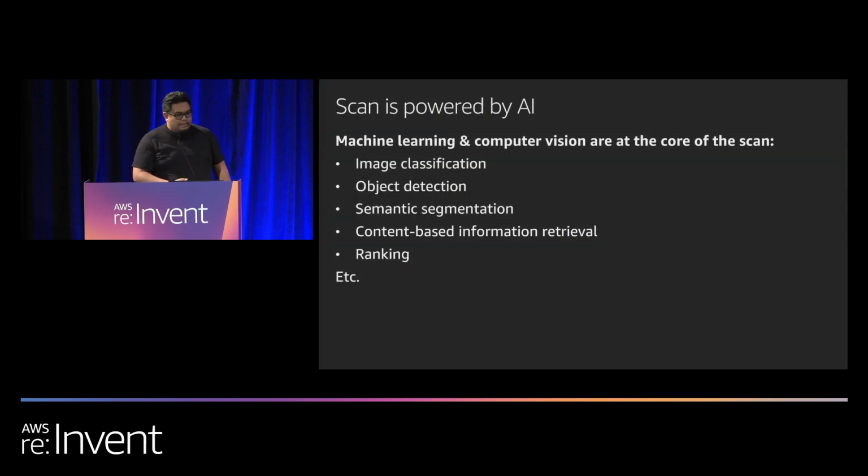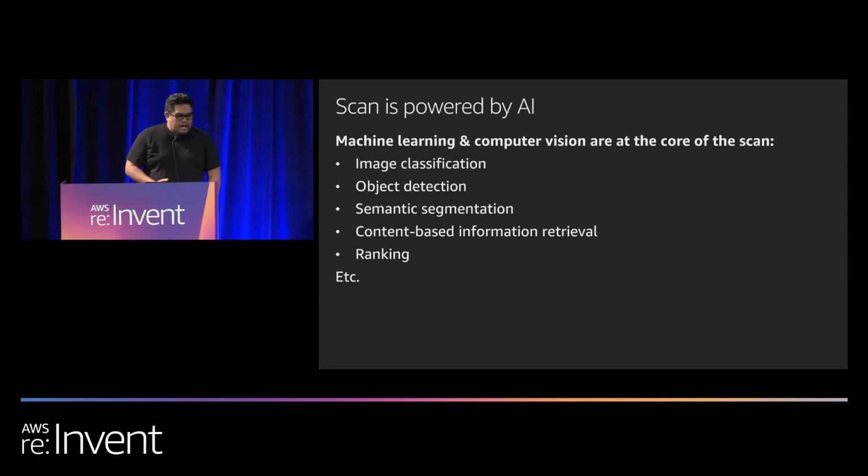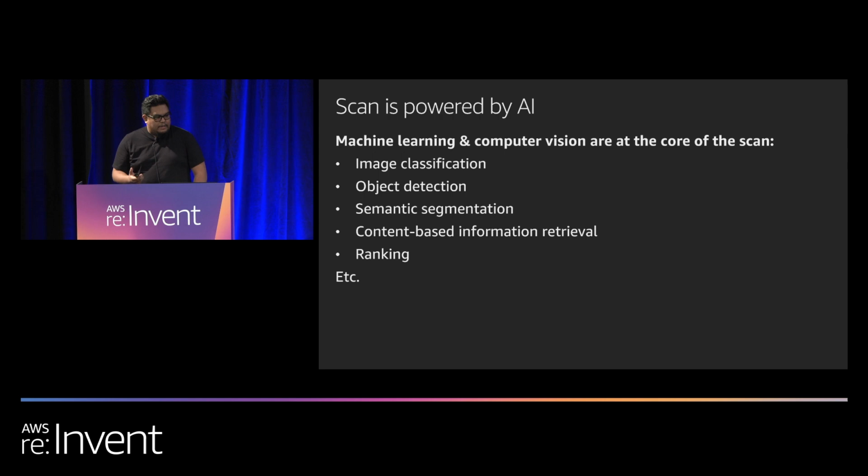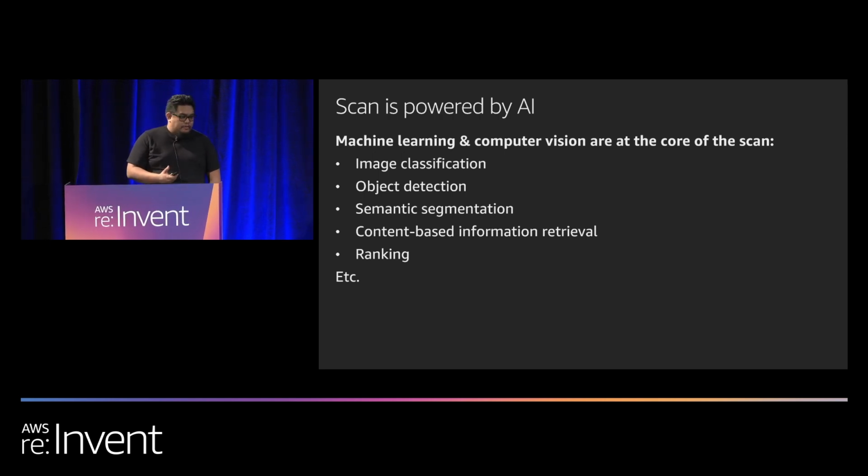So my team's goal is to make Snapchat the smartest camera in the world. Today in Snapchat, people can press and hold on the camera screen to scan and unlock relevant experiences based on what's in the viewfinder or in the environment. Under the hood, as you may imagine, this is powered by a number of different computer vision and machine learning technologies, including image classification, object detection, semantic segmentation, content-based search, ranking, and much, much more.